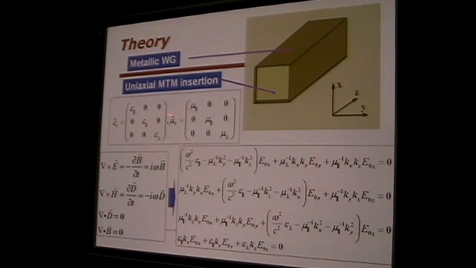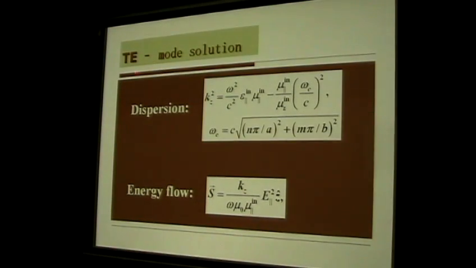Then we study the system first analytically, a metallic waveguide filled with some uniaxial metamaterial insertion. This is quite a general uniaxial metamaterial insertion, and we solve the Maxwell equations, so the wave inside this waveguide can be solved analytically. For the TE polarized wave, we found the dispersion like this, and we also look at the energy flow, which is given by the Poynting vector.